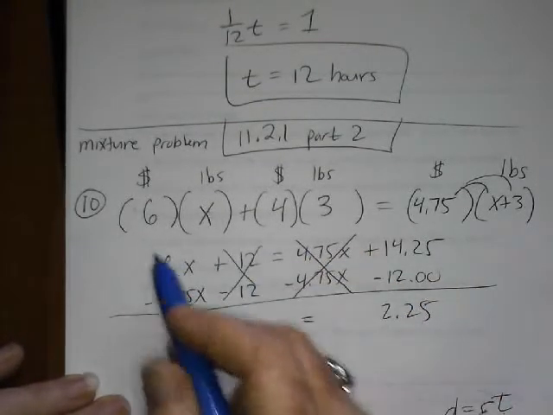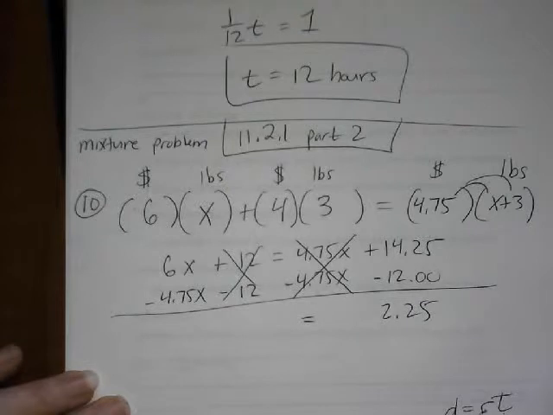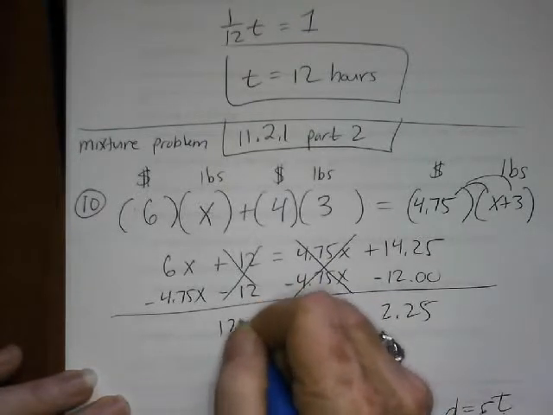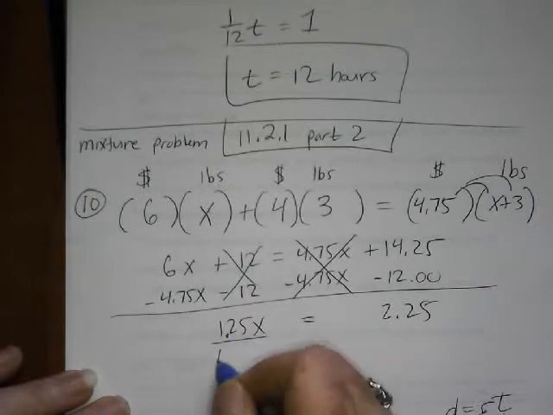Okay, that went away. And what's 6 minus 4.75? 1.25. And then divide. Oops, $1.25.